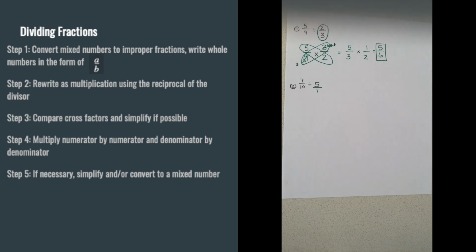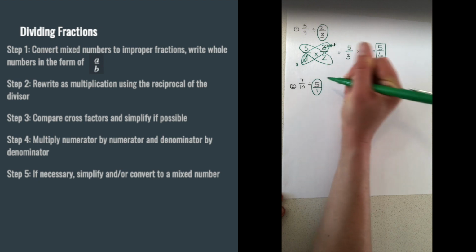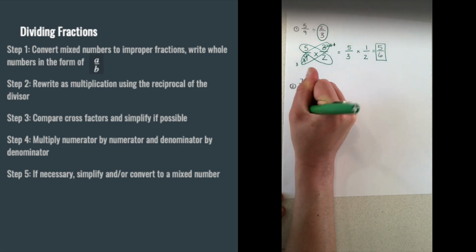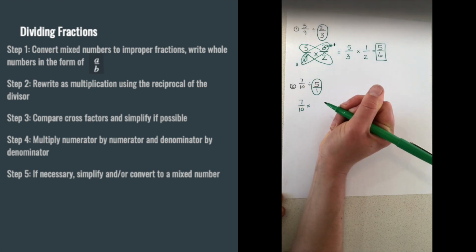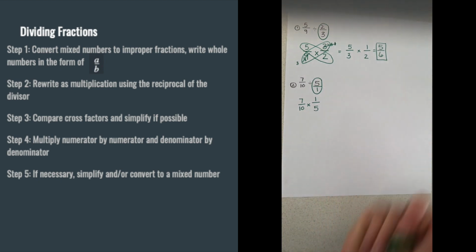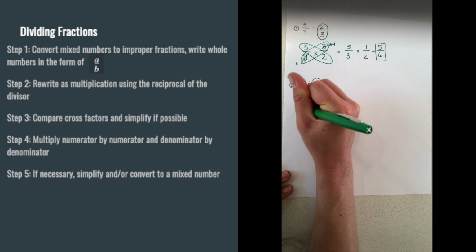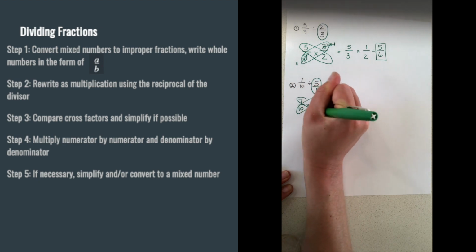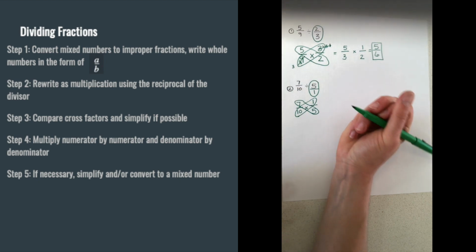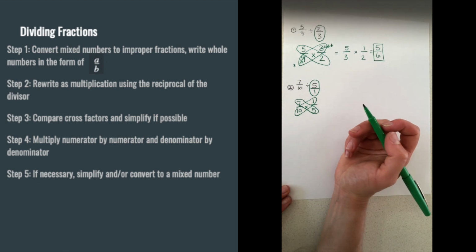We're going to rewrite as multiplication using the reciprocal of the divisor. First, identify your divisor. In this case, it's 5 over 1. Now we can rewrite as multiplication using the reciprocal of the divisor. In this case, the reciprocal is 1 over 5. Okay? Step 3 tells us to compare cross factors and simplify if possible. Okay, 5 and 7, those are both prime. They can't simplify. And 1 and 10, that can't be simplified any further either.